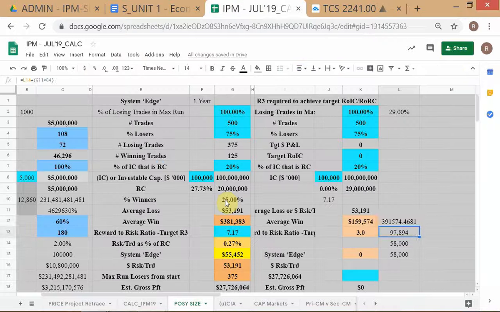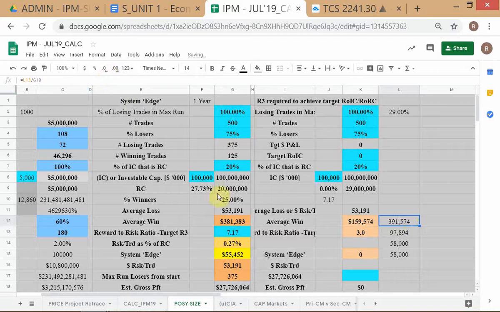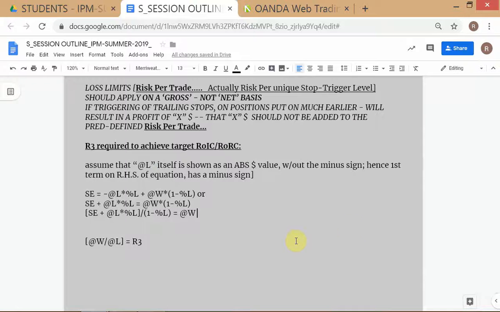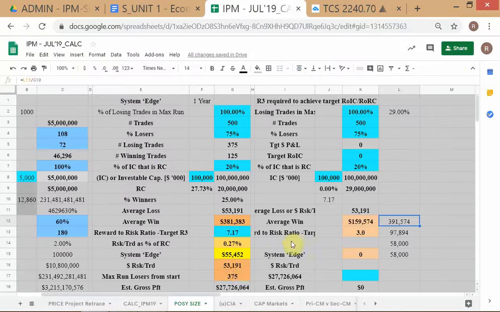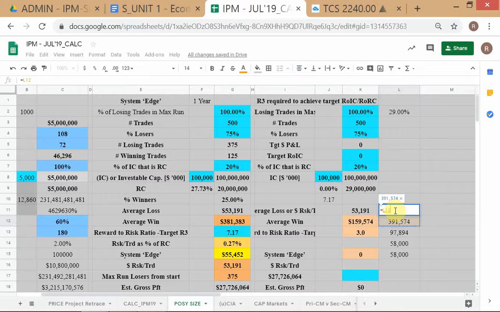Okay, so let's see if our answer is correct. That also we have to check. So we are getting 391. What is this? This is average win. Okay, so now this we have to divide by average loss, by $53,000 risk per trade.